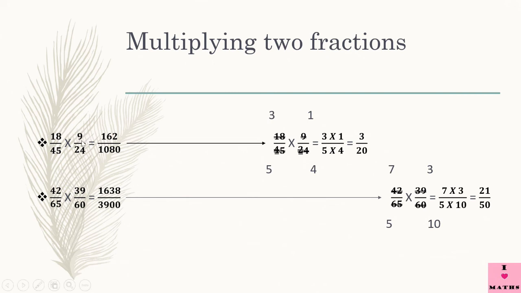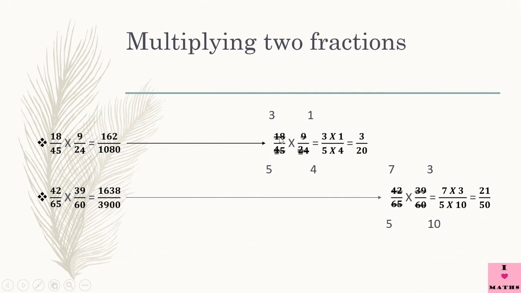For example, 9 and 45. 9 and 45, both of them come in the table of 9. So we will cut this. 9 ones are 9 and 9 fives are 45. See children, we have simplified this numerator with this denominator. Only one pair, beta. So 9 ones are 9. 9 fives are 45.